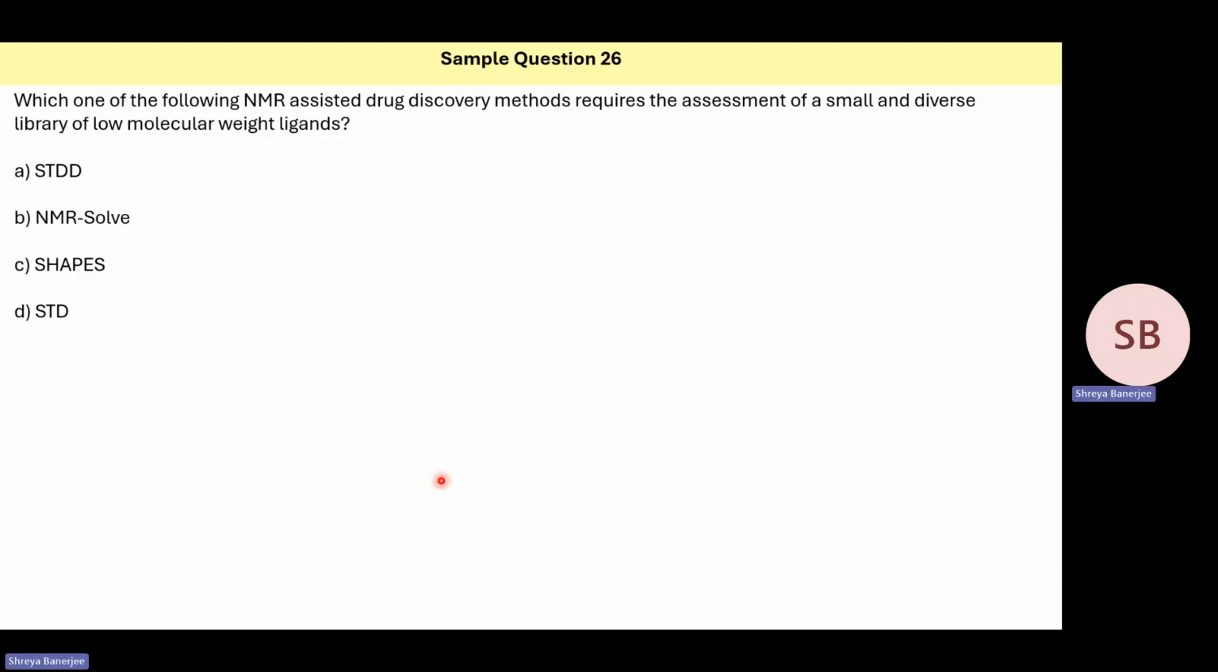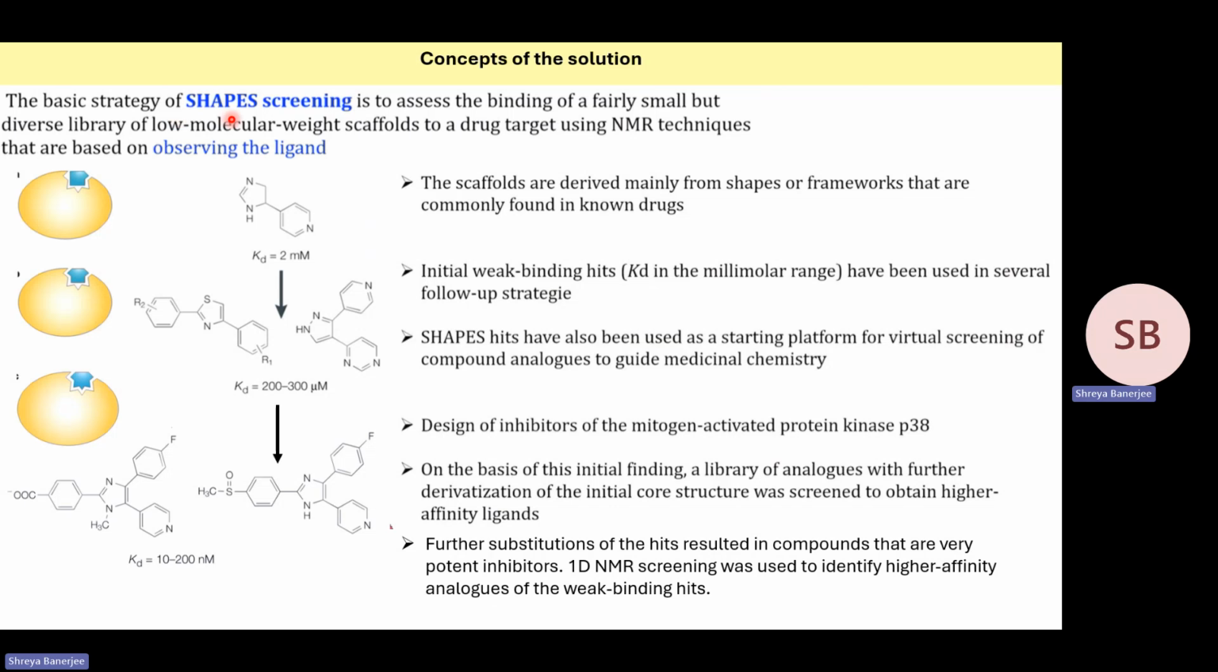Right. The question is saying, which one of the following NMR assisted drug discovery methods requires the assessment of a small and diverse library of low molecular weight ligands? So the method is called SHAPES screening. Basically, you have a small library of low molecular weight ligands and you screen them against the drug target. And the NMR is ligand based, so you're observing the ligand chemical shifts.